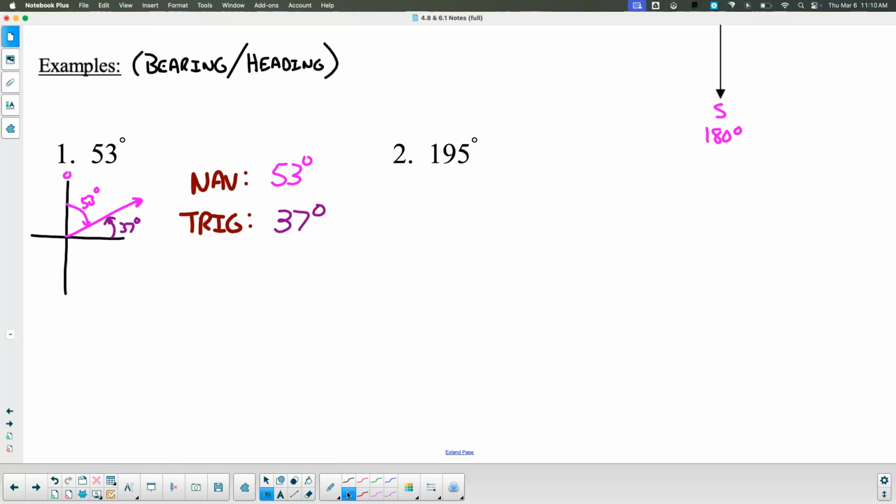We also have a reference angle for it. Reference angles, remember, we've got to get to the closest horizontal. How many degrees to get to the closest horizontal? 37 on that one also.